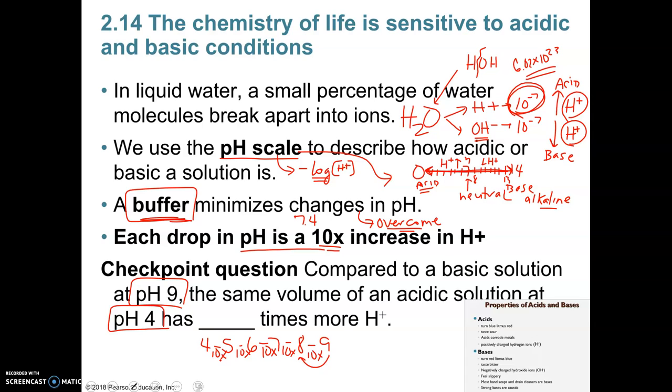So how much more hydrogen? It's going to be 10 times 10 times 10 times 10 times 10. So that's actually going to be 10 to the 5th, or if you want to write that with zeros, 1, 2, 3, 4, 5, 100,000 times more hydrogens in a pH of 4 than a pH of 9.